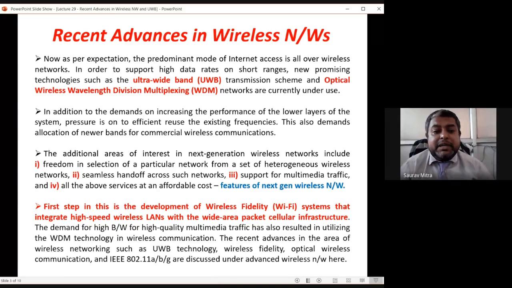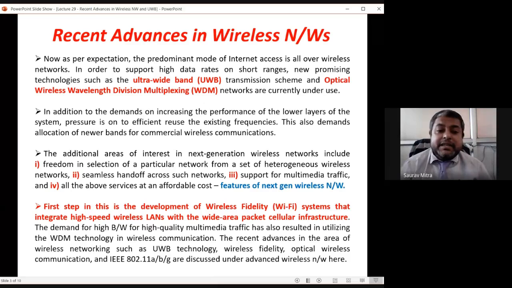Number three is support for multimedia traffic. That is very important: very high bandwidth data traffic, voice traffic, video traffic. If we want to transmit or receive video data, voice data, all those things, our internet data, we should be able to do that without much problem. And the last one is all the above services at an affordable cost. So cost is of prime importance.